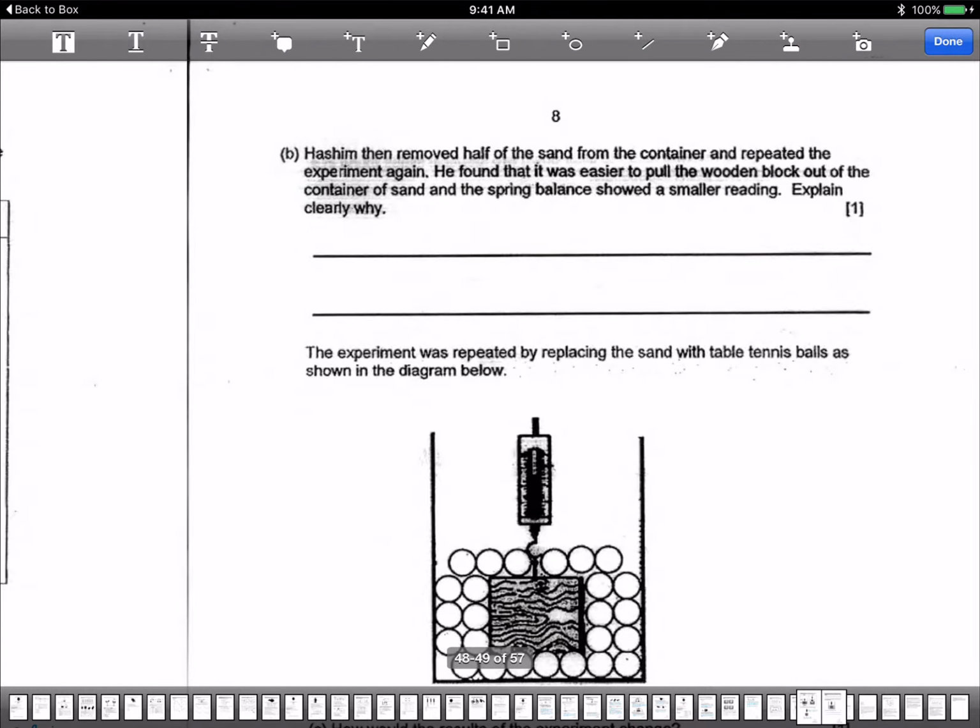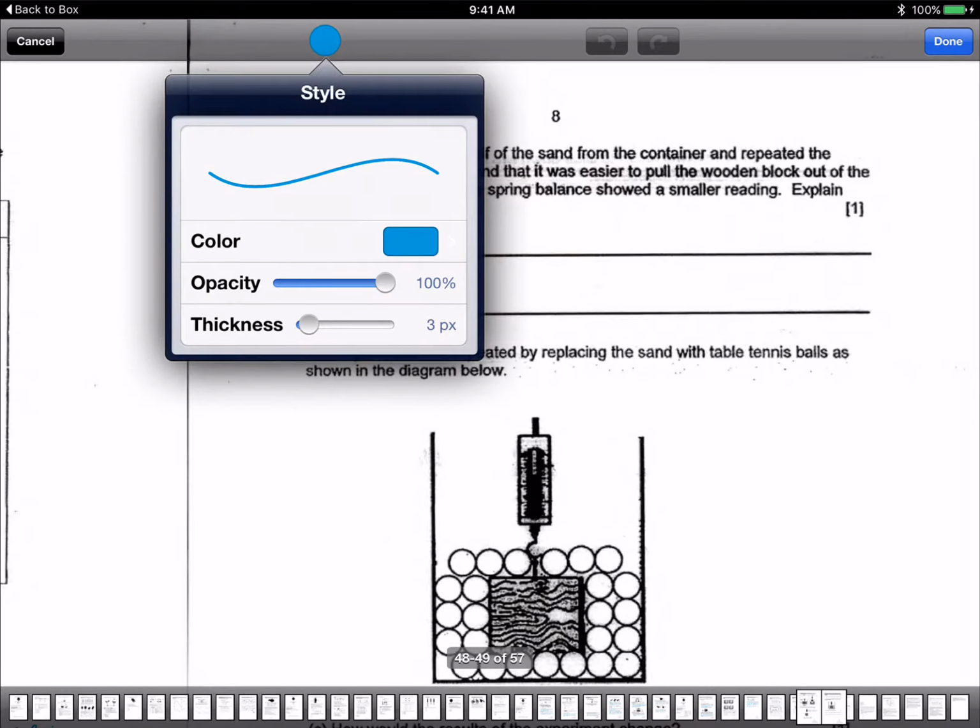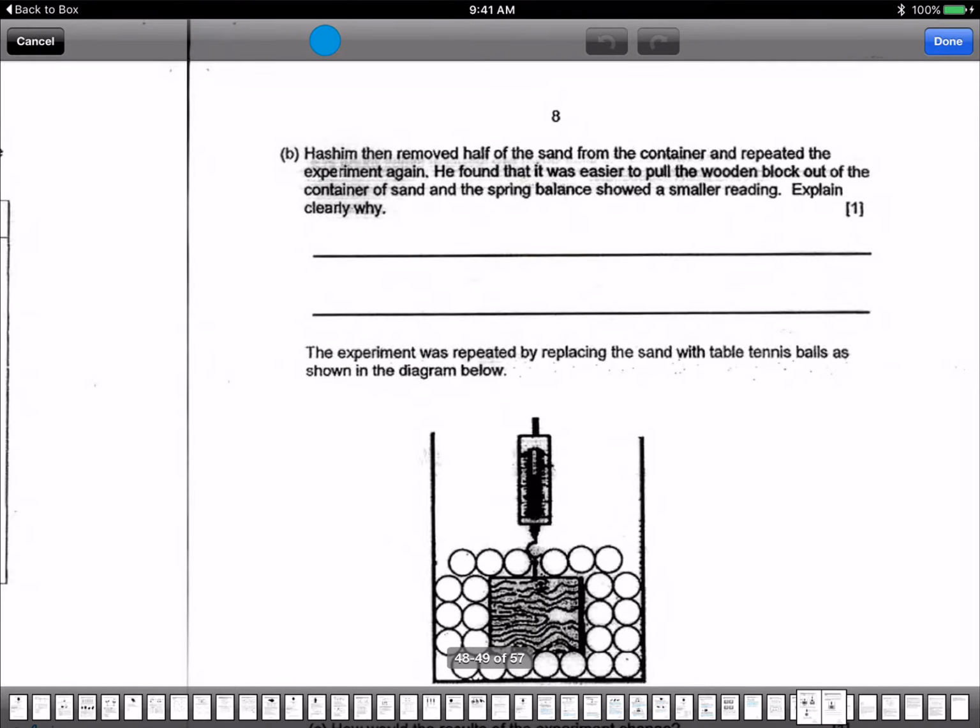Okay, he removed half the sand. He removed half the sand. And then why is it easier after removing half the sand? There's less weight. It's not about weight. There's less sand around it. No. Yeah, they already told you there's less sand. Isn't that all? Because there's less sand. Yes? Is it because the mass of the wooden block, the container of weight.